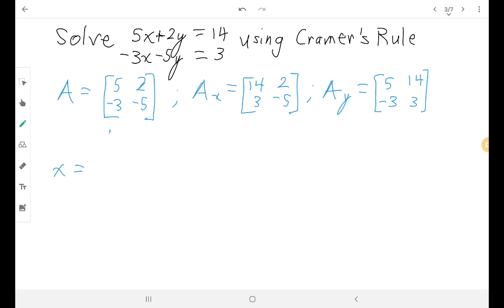X equals the determinant of A sub x, which is the determinant of that matrix right there. And remember, those bars indicate that we're taking the determinant, over the determinant of A. Whoops. That's not -2, that's +2. Over the determinant of A.